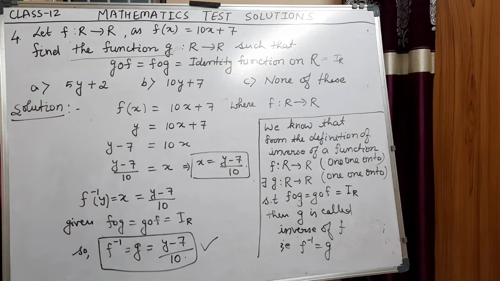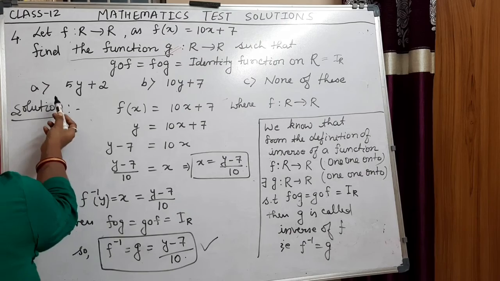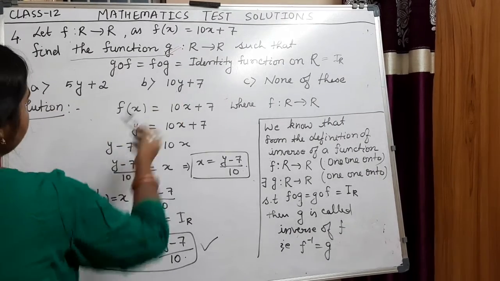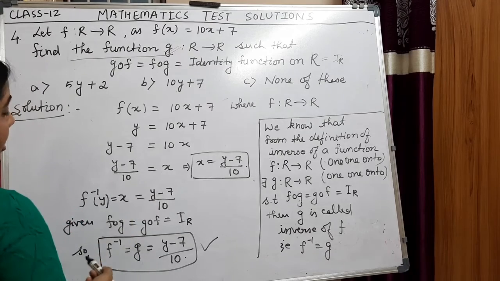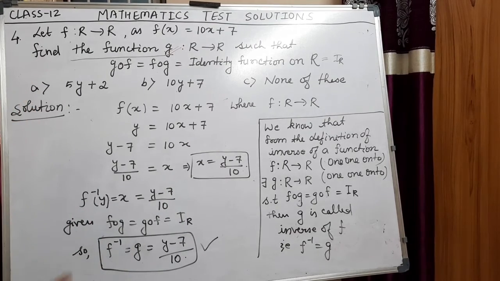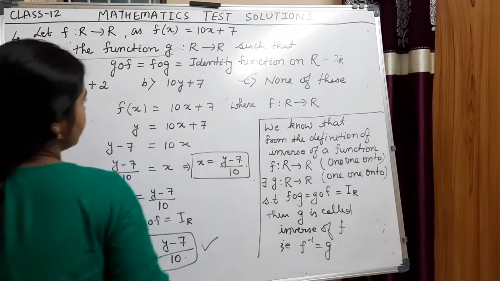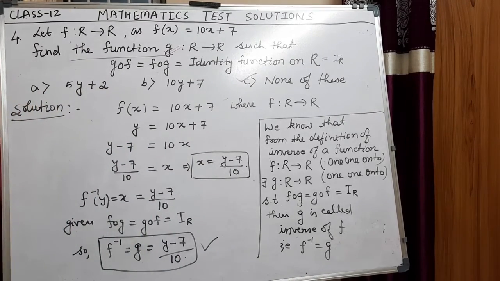So we'll check whether this answer is there or not. In the first, you can see 5y plus 2. This is not the correct answer. B, 10y plus 7. Again, not the correct answer. But C, none of these, because our answer is not given. So here the answer option is C. That is the correct option.